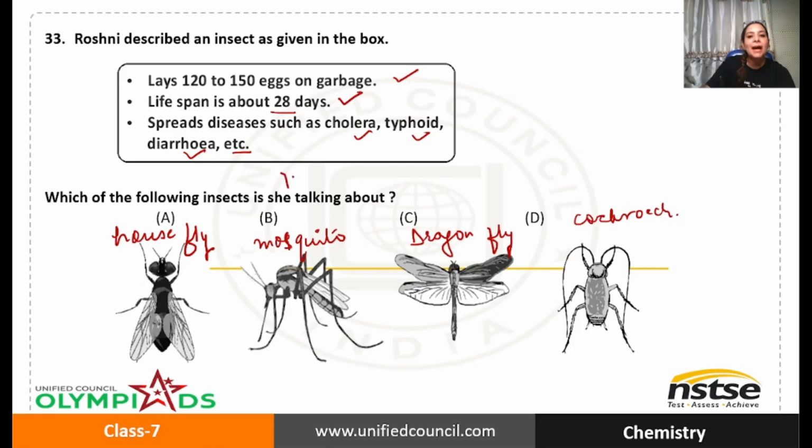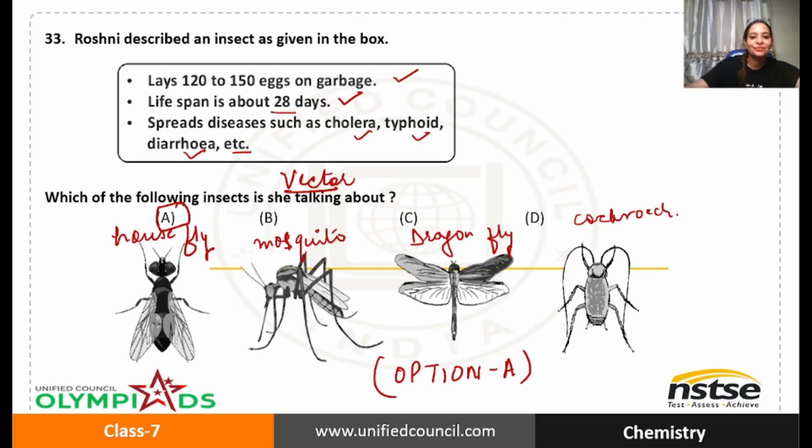That means it acts as a vector. See, a vector is something which is not itself a causative agent of the disease, but it passes the causative agent from one place to the host. Okay, so here the correct answer is housefly. So which one is correct? Option A, because housefly acts as a vector, or you can say that it spreads the causative agent and spreads diseases.